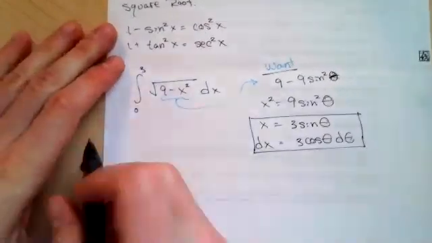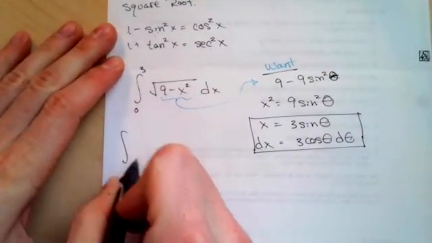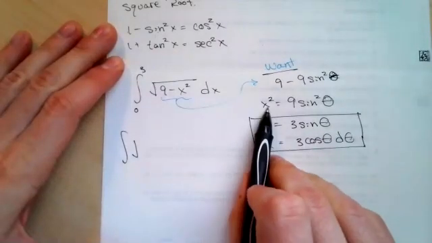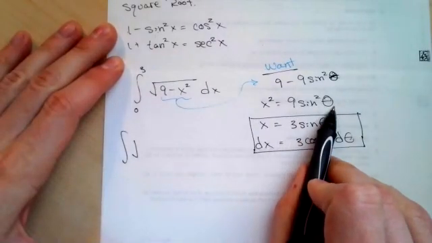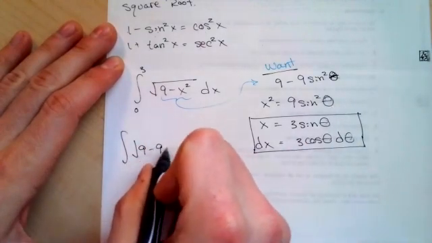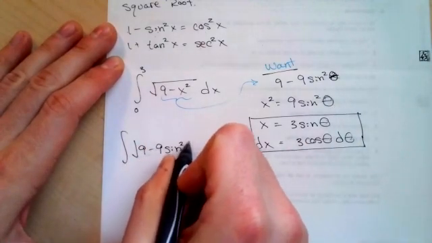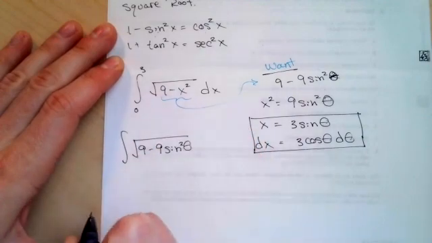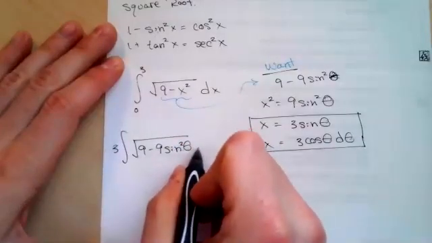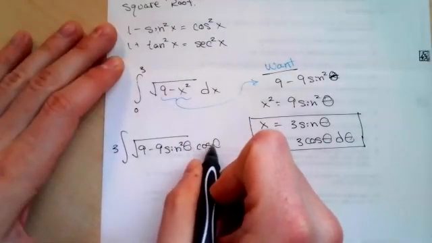And so now let's go ahead and make that substitution. Our integral is going to become the square root of, well, we already cooked this up nicely. What is x squared? 9 sine squared theta. So we'll have 9 minus 9 sine squared theta. And then our dx is going to be 3 cosine theta d theta.